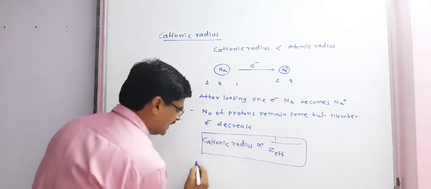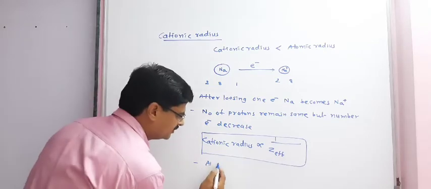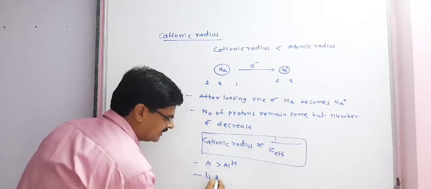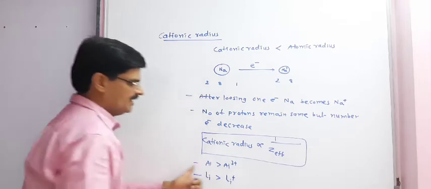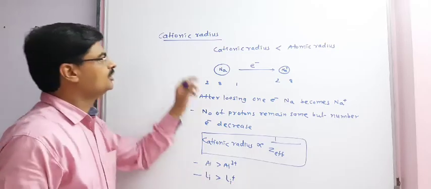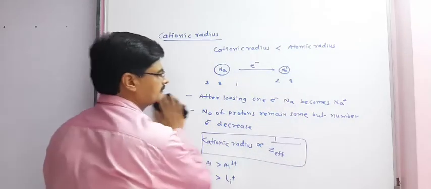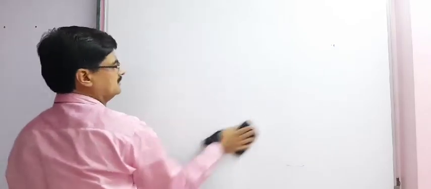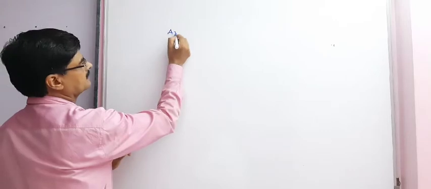For other atoms like aluminium, the radius of aluminium is greater than Al3 plus. For lithium, the atomic radius of lithium is more than Li plus. In the same way we can write for other atoms and their ions also. So this is about cationic radius. Now we will understand anionic radius.